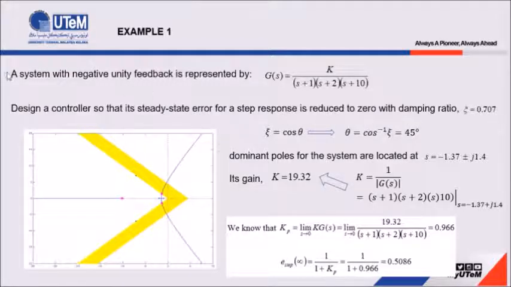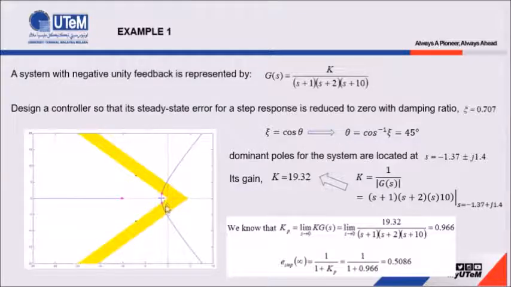In order to solve this problem, first we have to find the location of the pole when zeta is equal to 0.707. To find that, we use this formula where zeta is equal to cos theta, and from there we can find the value of this theta.